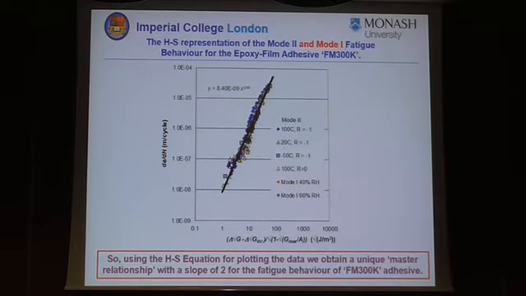So it really is neat, and I think that's because of the way the Hartman-Schreiber equation is formulated. We just end up with one master relationship, which is really nice, I think, for engineers. And the slope is very low, the slope is 2, so we can actually use it for design work.